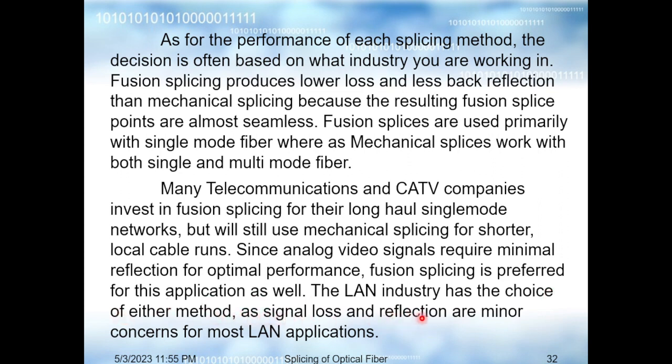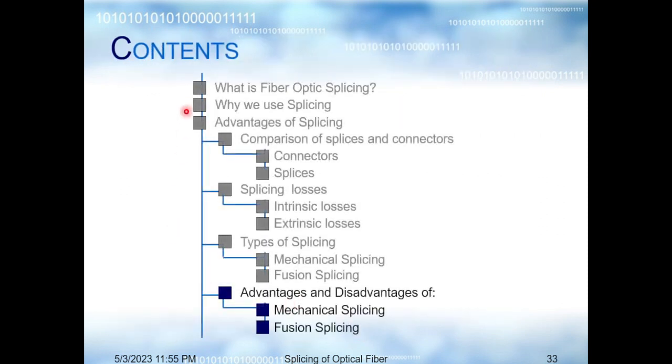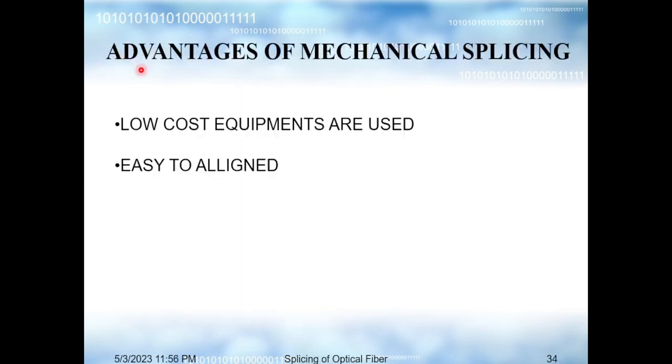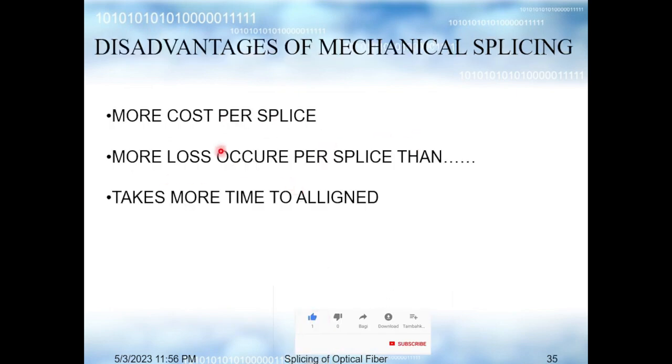Since analog video signals require minimal reflection for optimal performance, fusion splicing is preferred for this application as well. The LAN industry has the choice of either method, as signal loss and reflection are mere minor concerns for most LAN applications. Now, let's move to the advantages and disadvantages of mechanical and fusion splicing.